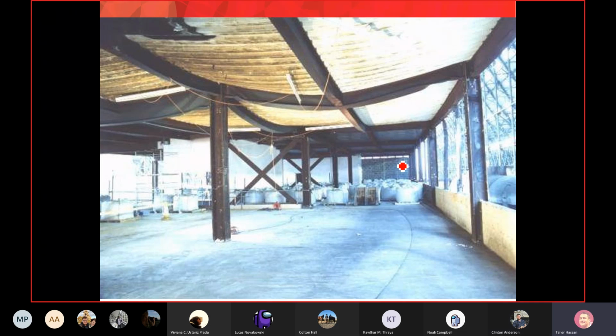Very unsafe. Very, very unsafe. I agree, and I will do the same thing. This looks like there is excessive deflection. The beam, for some reason, maybe it was overloaded. I don't know what happened, but obviously the beam is deflected so much.